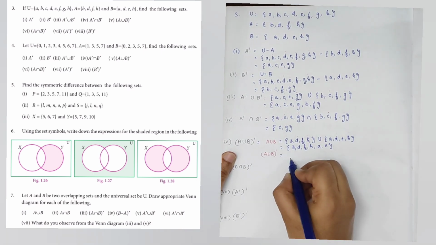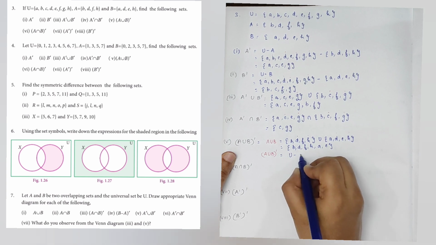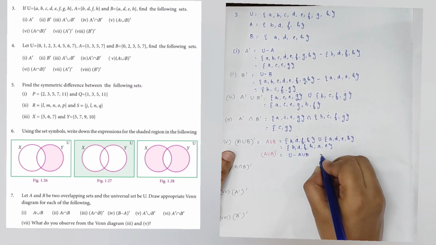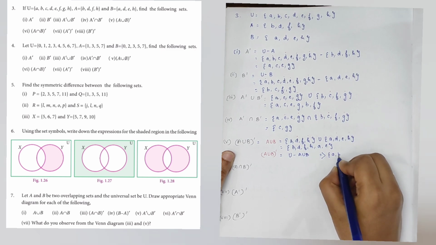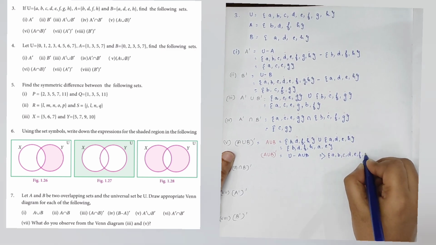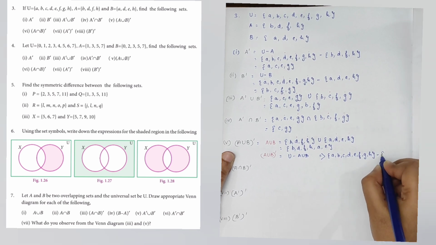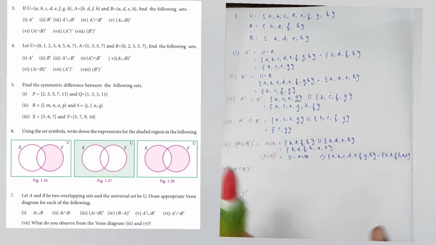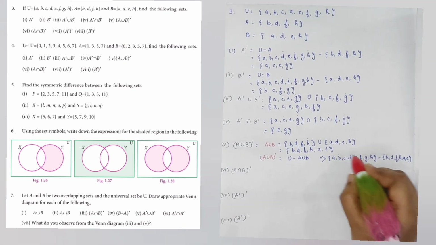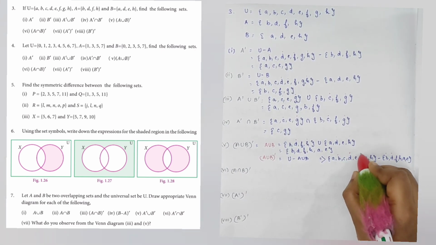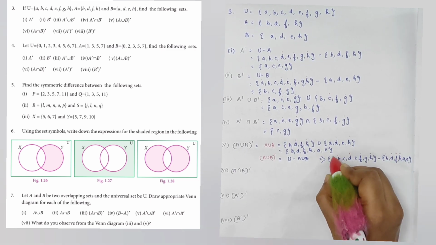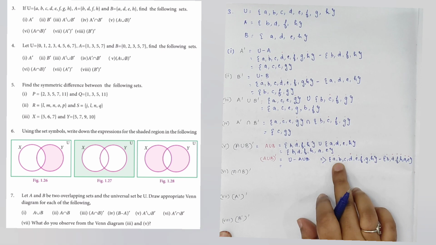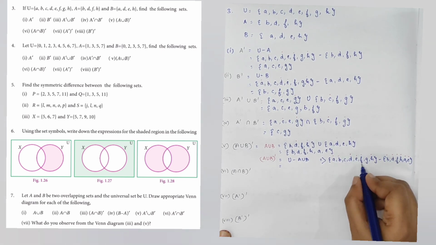Next, A union B, the whole complement means universal set minus A union B, isn't it? So you have to write universal set, that is A, B, C, D, E, F, G, H minus A union B, that is B, D, F, H, A, E. Okay. Now mark the common element B, D, F, H, A, E. Now write only the uncommon element of first set, that is C, G.